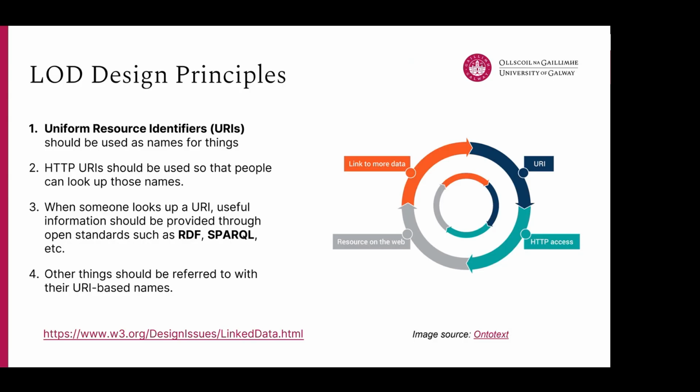Okay, so what makes linked data special? What makes it different from any other kind of structured and unstructured data? So Tim Berners-Lee introduced the design principles of linked open data. Everything should be referred to with a uniform resource identifier, or URI. This is a unique pointer for an object or a relationship between objects. So everything is a URI.